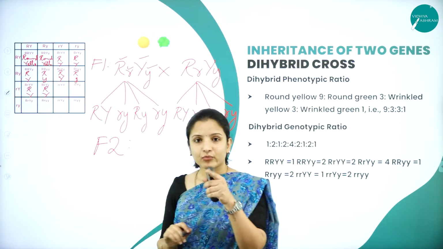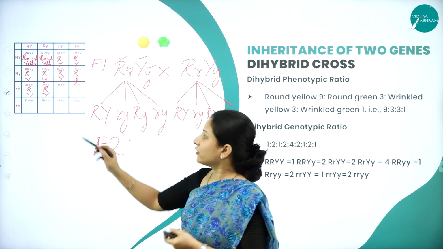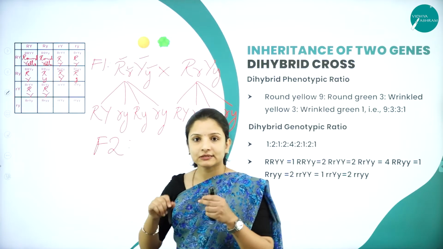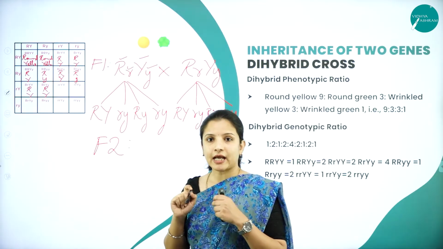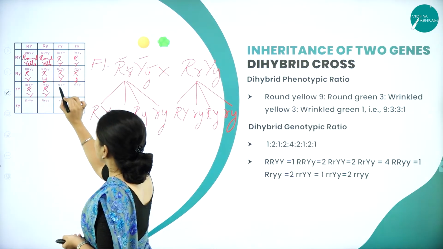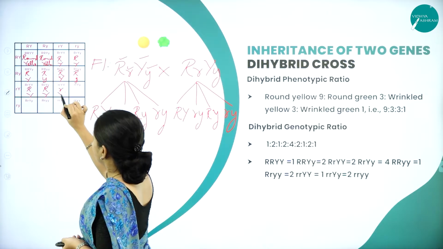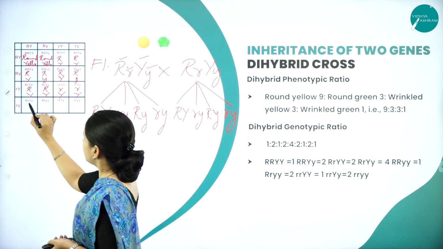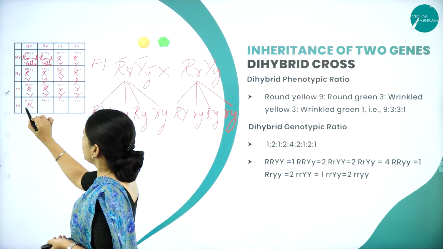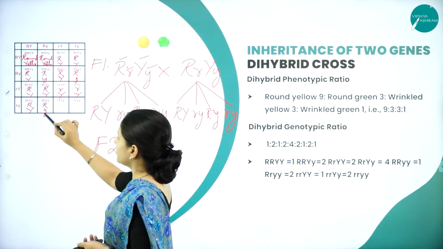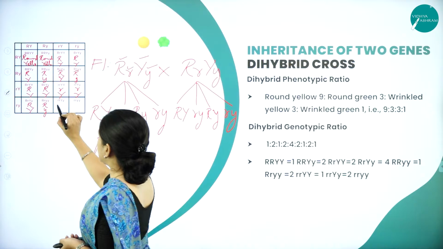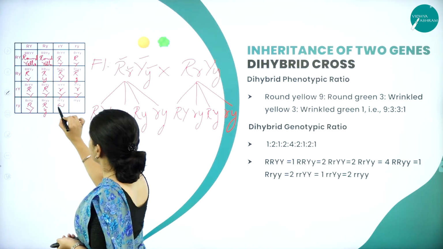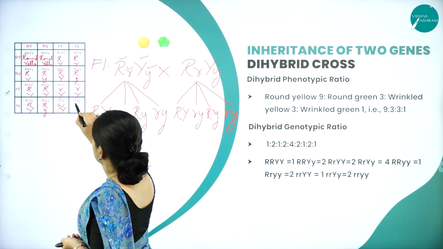Here what will the shape of the seed be? It will be wrinkled because it is carrying the recessive allele for the wrinkle character, right? So it will be wrinkled here and yellow in color. Again here wrinkled, yellow in color. Again here round and yellow in color. Here round, it is green in color. Again here it is wrinkled but yellow in color. Here it is wrinkled and it is green in color.